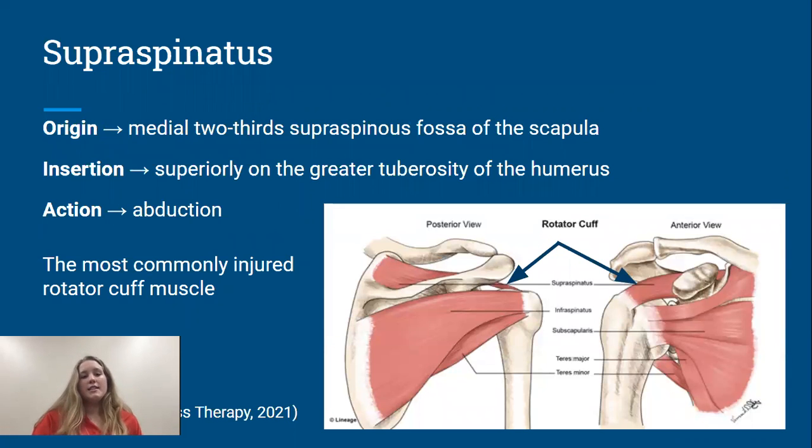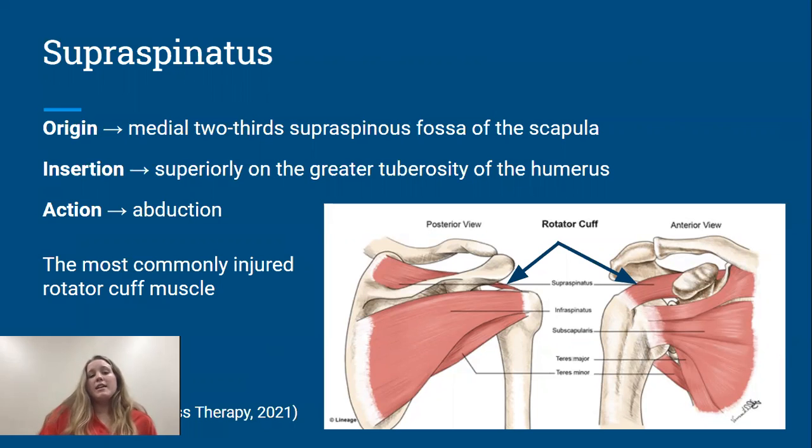Now moving on to discuss each individual muscle and what their important function is. One easy way to remember the muscles of the rotator cuff is by the acronym SIDS. First off, I'll be talking about the supraspinatus. The supraspinatus is located on the superior aspect of the scapula and the humerus. It originates in the medial two-thirds of the supraspinous fossa of the scapula, and then it will pass over the glenohumeral joint. It will insert into the greater tuberosity of the humerus.